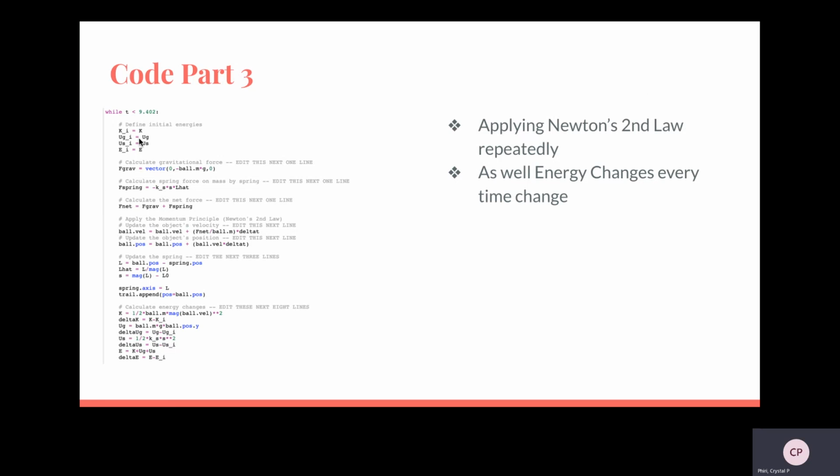The spring mass system travels for 9.4 seconds in the video. Here we assigned our initial energies. Then we calculate the gravitational force, spring force, and net force. And like we talked about earlier, we applied Newton's second law. And then we figure out the new spring, then update the spring. And then calculate the new energy changes and repeat these steps until the time runs out.